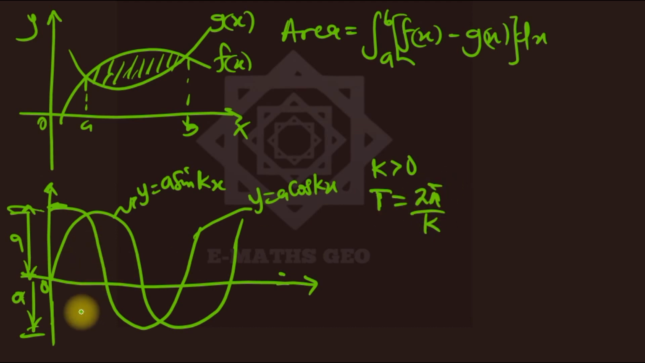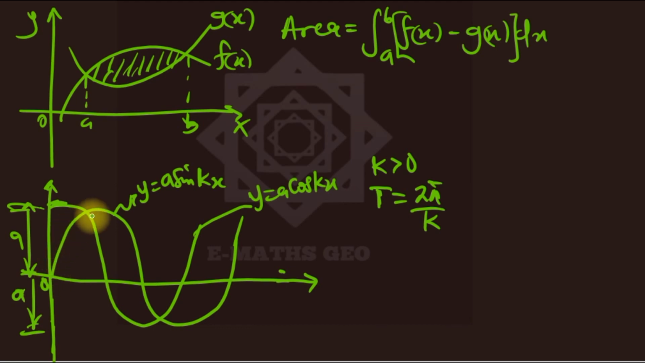So what is the period? If you notice, this starts from 0 and ends here before starting again. So this is the period. For cosine, it starts from here and ends here also. So this is the period. The period is the time taken to complete a revolution, so from here to here is T.